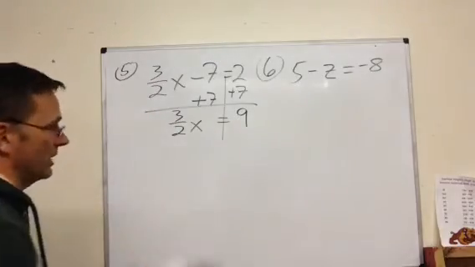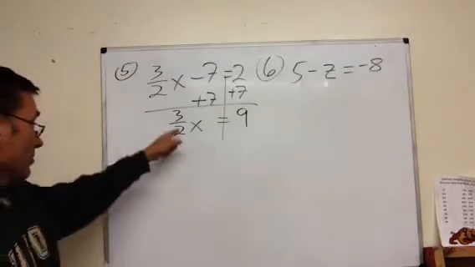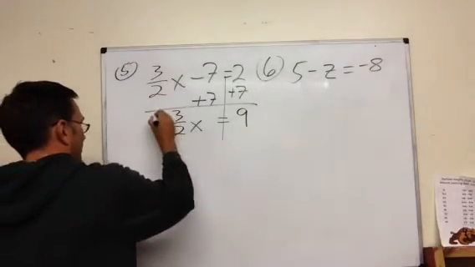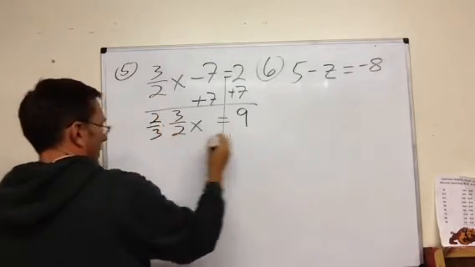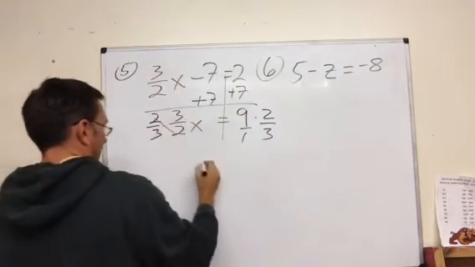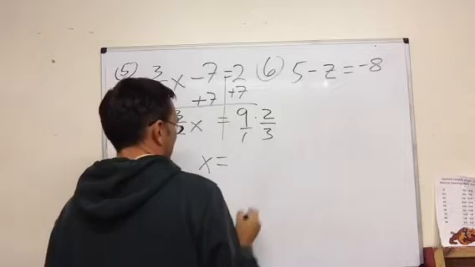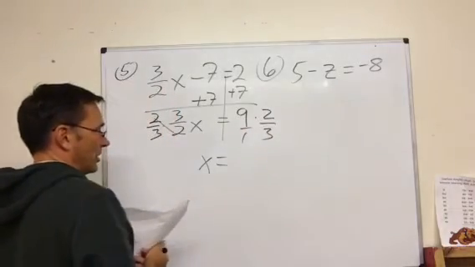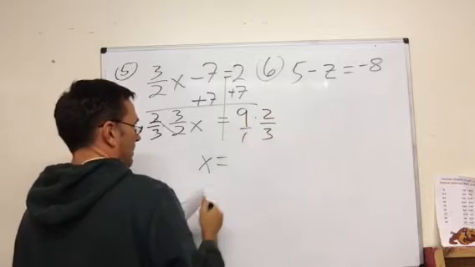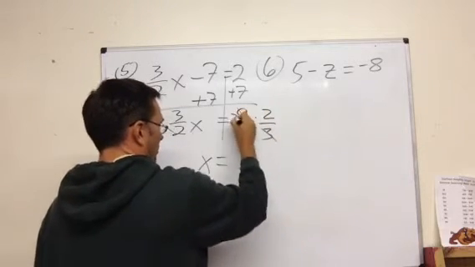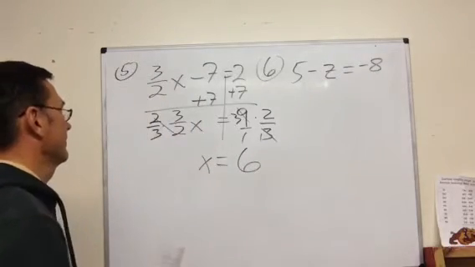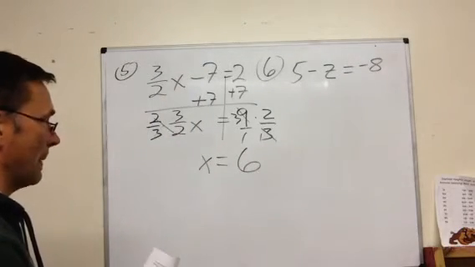Now this is a fraction. We want to divide by 3 halves, which is, again, multiplying by the reciprocal. 2 over 3, 2 over 3 here. That cancels to just x. 9 times 2/3. If you want to put that in the calculator, it's 9 times 2 divided by 3. Or we can look to reduce, and we get 6. 6 is your answer there.